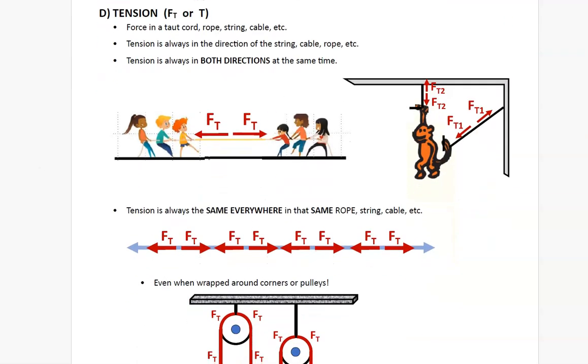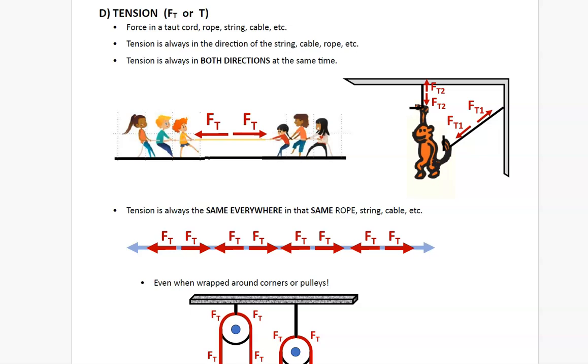Another force that you should be aware of is called the tension force, or just tension. We abbreviate this as F sub T. In a lot of textbooks, you'll just see it as capital T. We're going to use F sub T because, just to remind you, it's another force. So this is a force in a taut cord or rope or string or cable or wire or rod, anything that's long and thin that has a force along it is a tension force.